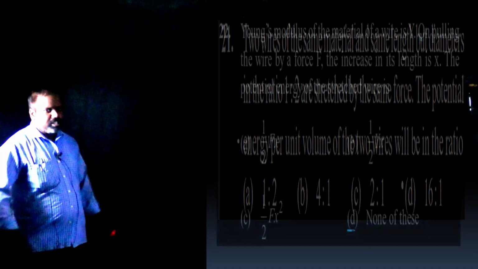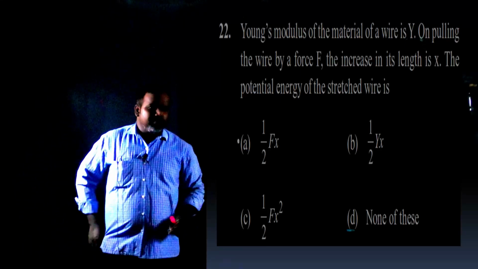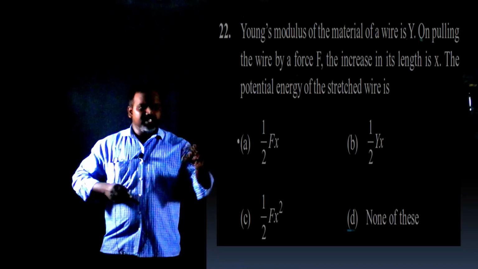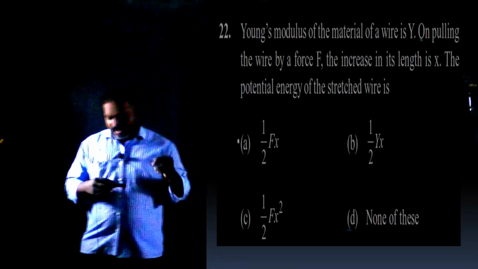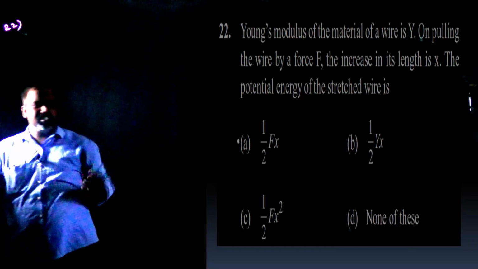So question number 22: Young's modulus of the material of a wire is Y. On pulling that wire by force F, the increase in length is x. Try to understand, students, as I said earlier, they can change the notations.